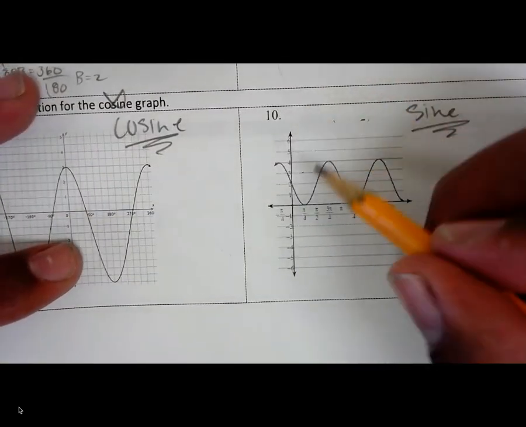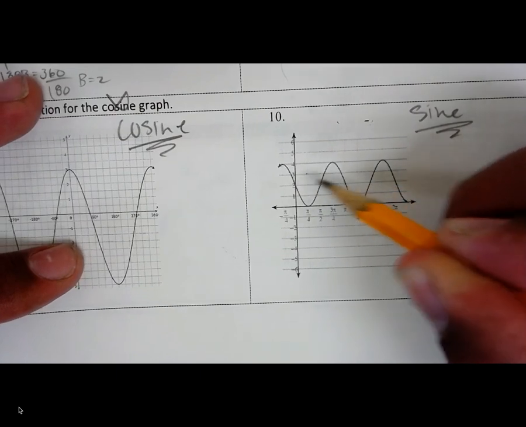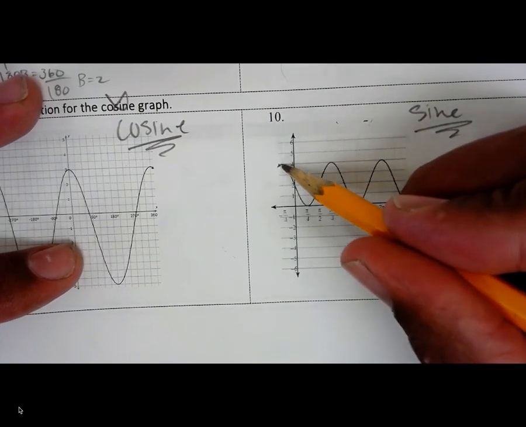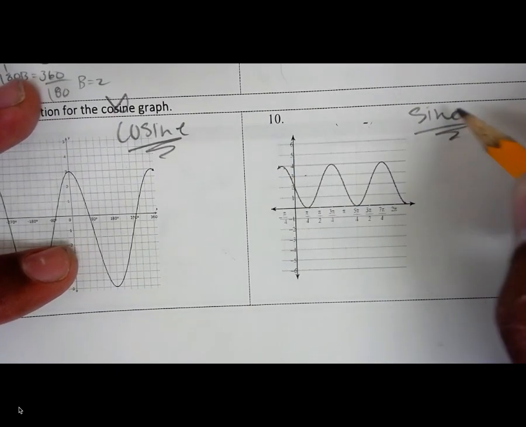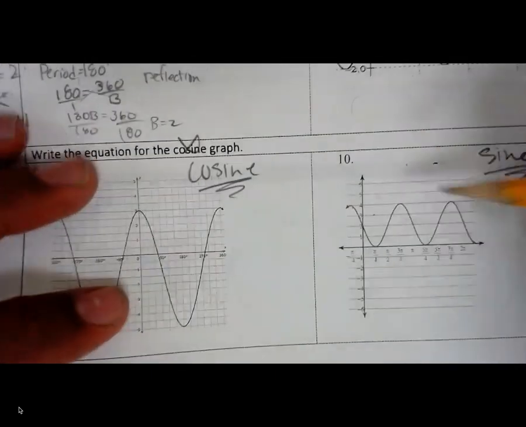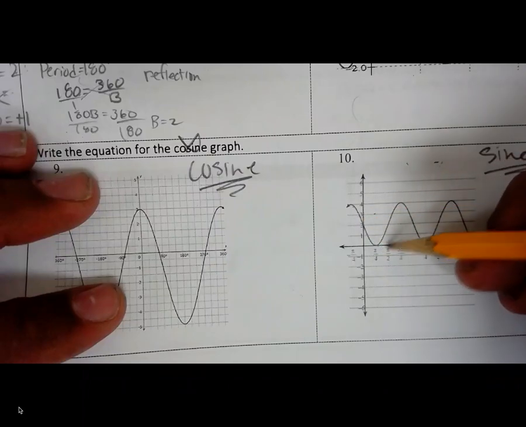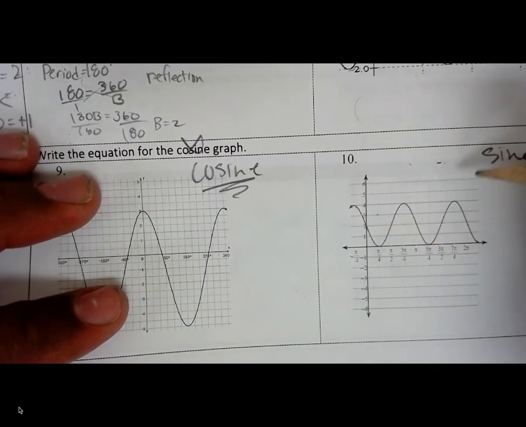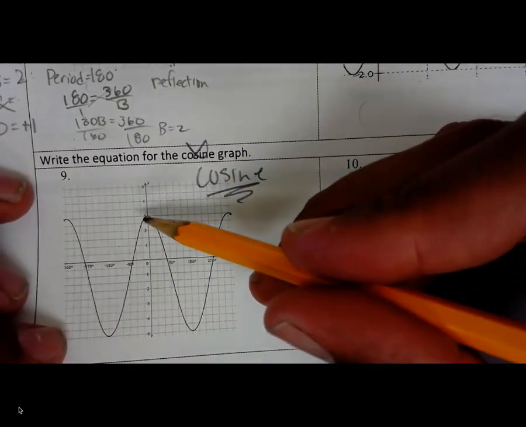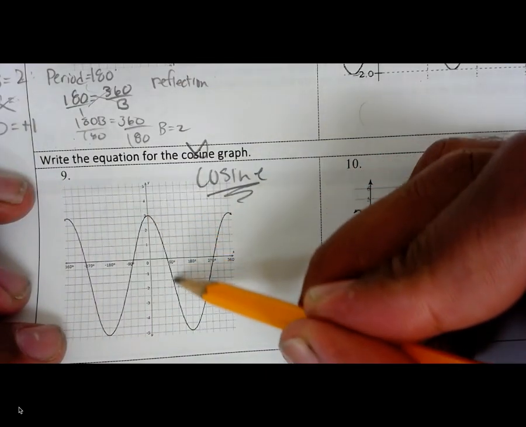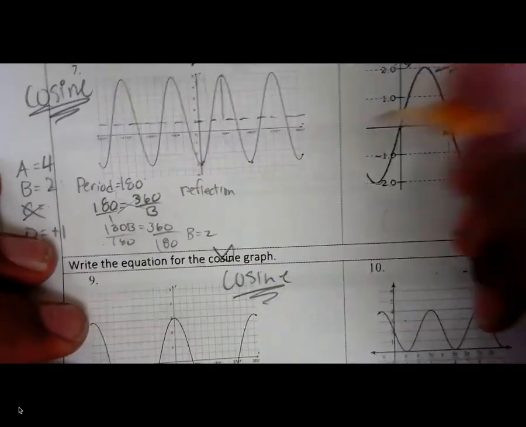Now look at this one. Here's the midline, right? It doesn't start at the bottom, and it doesn't start at the top. It starts right in the middle, so we know it's sine. But sine is supposed to go up and then come down, and this goes down and then comes up. So this is also going to be a reflection. No reflection here, because it starts at the top and goes down. Okay. So here, since we have a reflection, that's it.